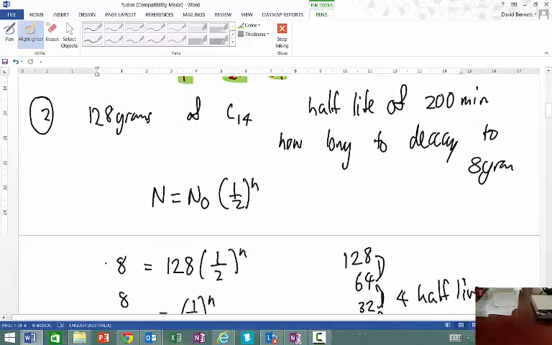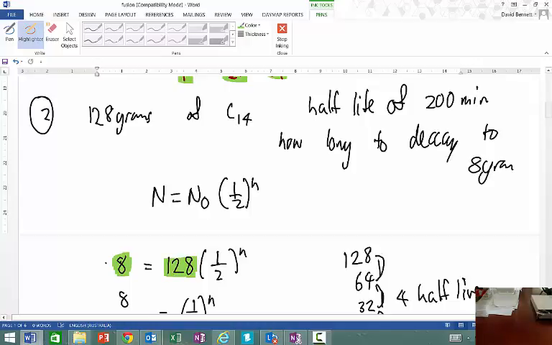So if we said that in this particular case we started with 128 grams of carbon-14, the half-life of carbon-14 is 200 minutes, how long would it take to decay to 8 grams? Alright, so what we have to do is work out the number of half-lives. So obviously we're putting in the value where it's actually going to get to, so 8 is what it's decaying to. We start with originally 128 grams, and we have a half there.